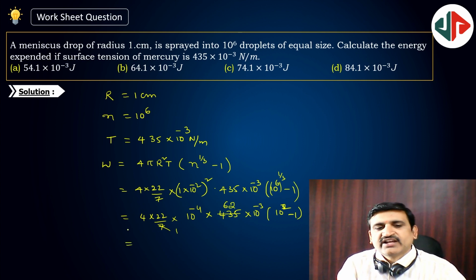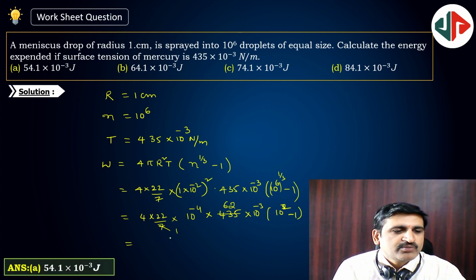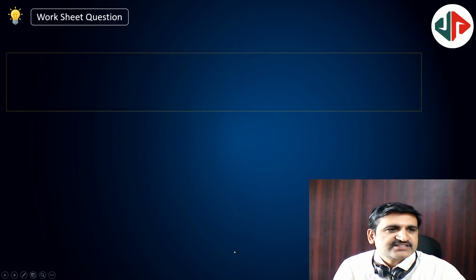So after calculating, 4 2s are 88 and 88, 99, this can be 100, and that into 6.2, maybe roughly 54 point, yeah. 54.1 into 10 to the power of minus 3 Joule. Next, new question.